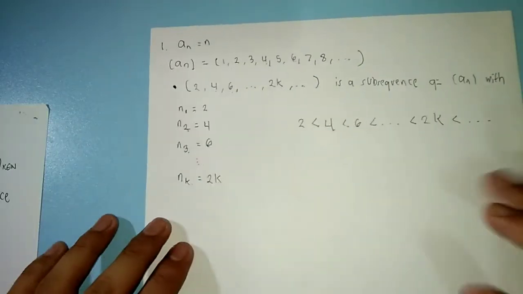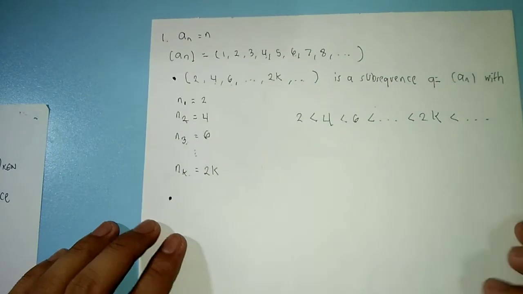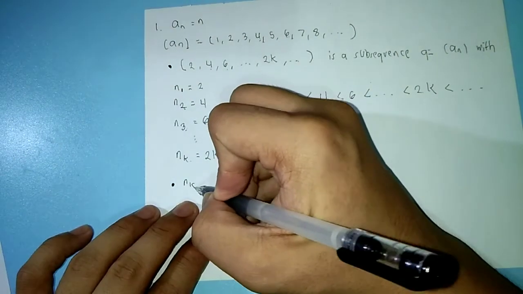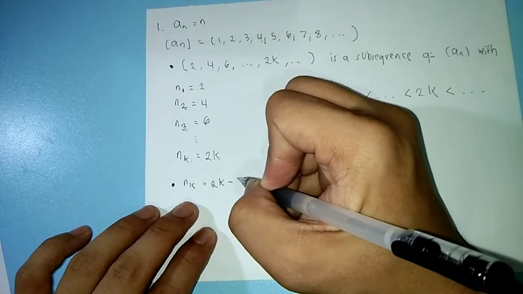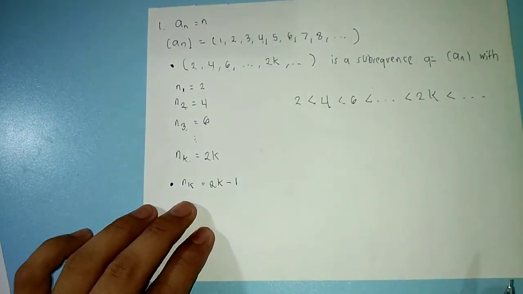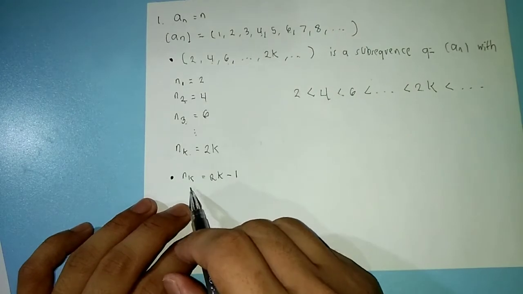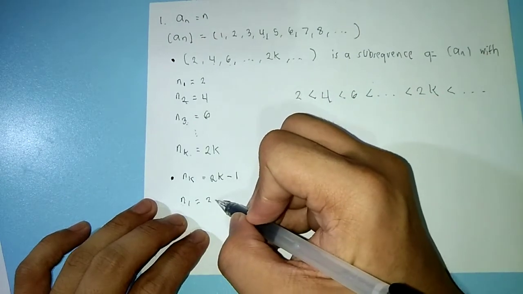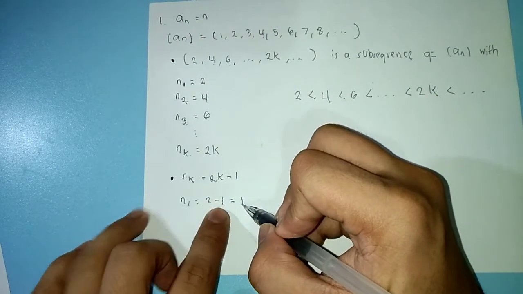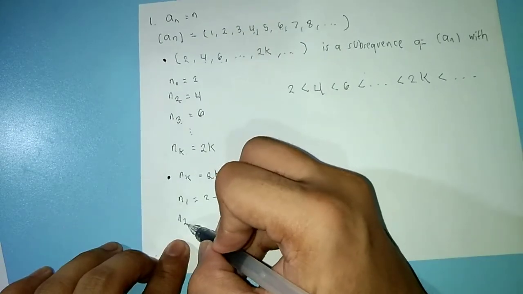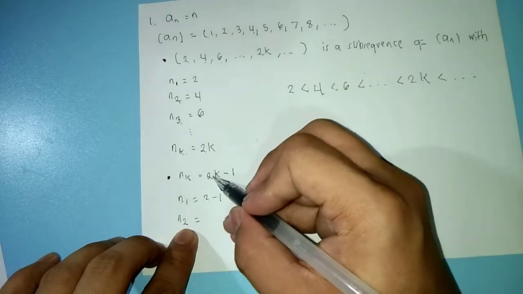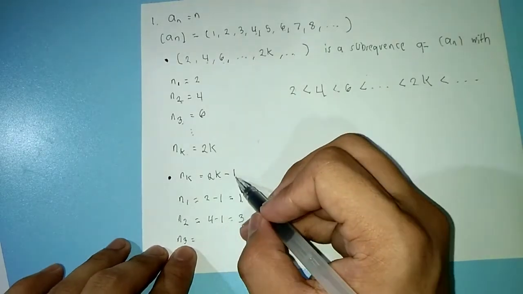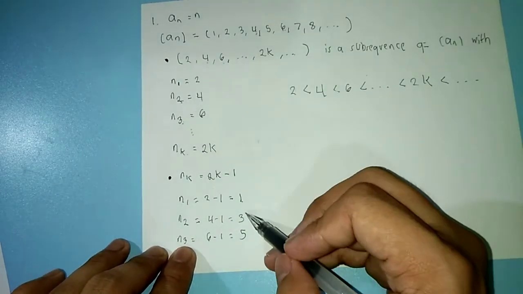Okay? Now, hanapin nga natin yung subsequence na may n sub k, which is 2k minus 1. Okay? So, para maintindihan natin, i-substitute natin yung k mula 1 and so on. So, dito, ano yung n sub 1? That is 2 minus 1, and that is 1. O, yung n sub 1 natin, that is 1. Yung n sub 2 natin, that is 2 times 2, 4, minus 1, and that is 3. N sub 3 natin, 2 times 3, 6 minus 1, that is 5. Puro odd numbers naman, no?